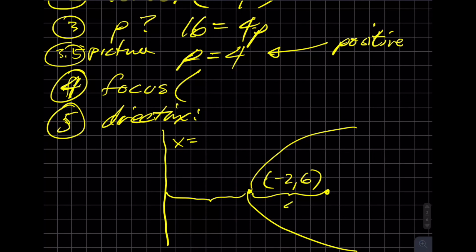And my p-value is 4. So that means if I'm going to travel this distance to the right from -2, 6, I'm going to get a focus that is -2, add 4 to go to the right. So I'm going to have 2, 6. And then the directrix, I'm going to take -2 and subtract 4. So the directrix is at x equals -6. Or directrix is the line x equals -6. And that's how we go from equation to graph.